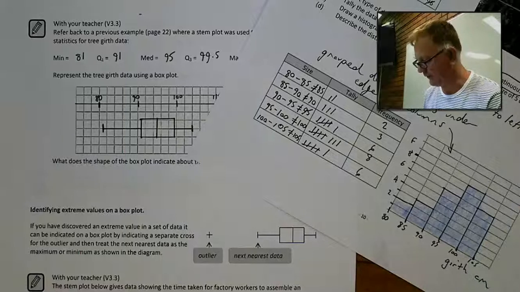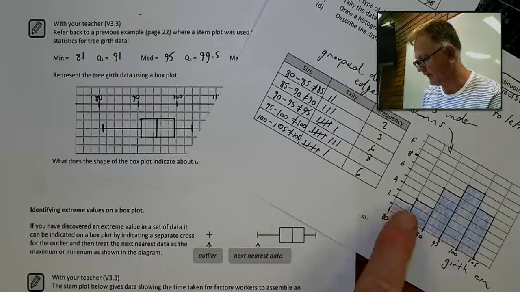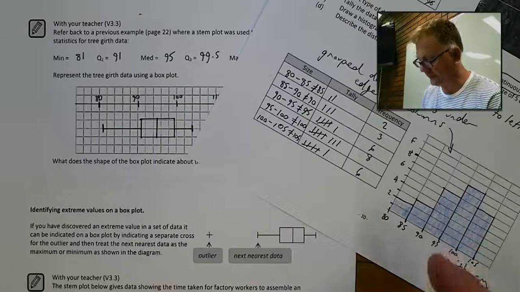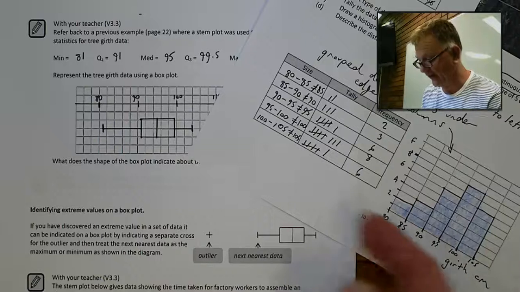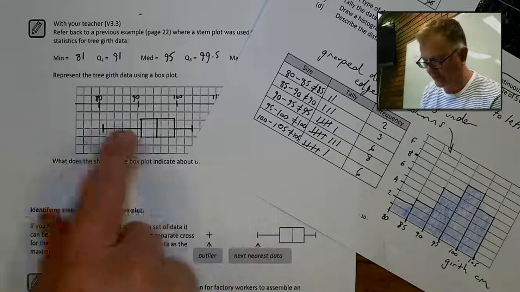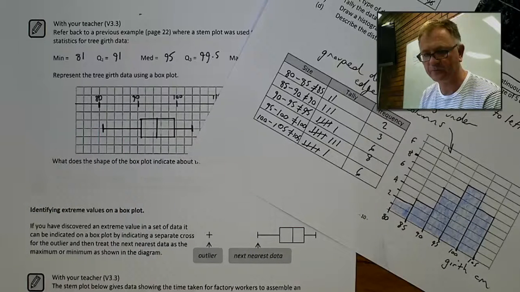Okay, here's the graph of the data here, and I think you can see how the graph is skewed to one side. This data is actually skewed left. You say the tail goes out to the left, and we've got this tail going out to the left.